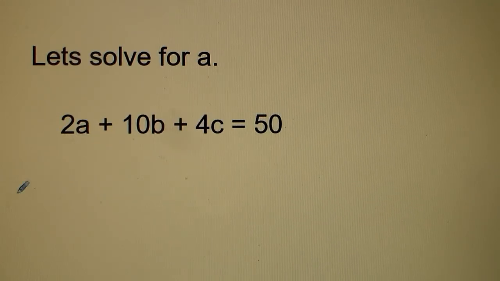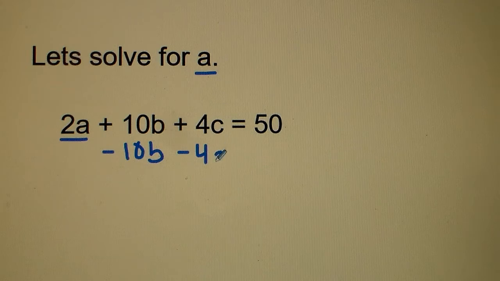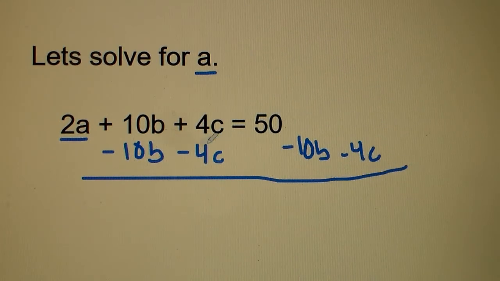So let's solve for a. Now we threw even another variable in there, c. That's our additional variable. But we're still going to do the same concept. Our goal is to get a all by itself. So let's do this in blue this time. So we subtract 10b and we subtract 4c from both sides. So minus 10b minus 4c. Both of them are getting moved over.